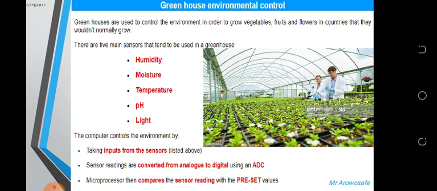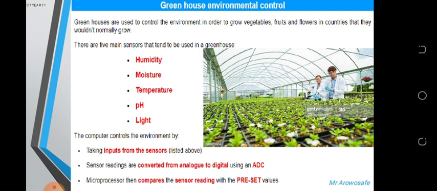So we have discussed how a microprocessor can control automatic cookers and ovens. We have also discussed how a microprocessor can control a central heating system. So now we are on greenhouse environmental control.